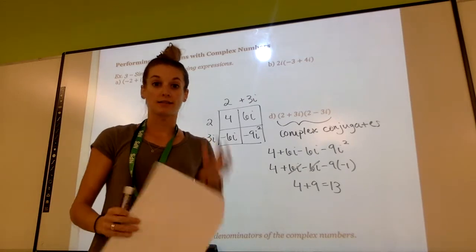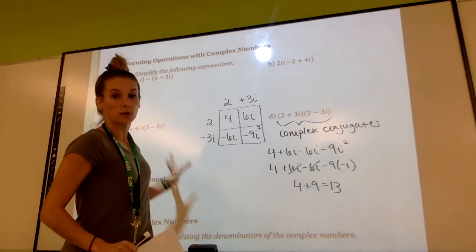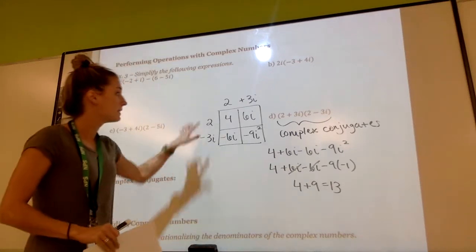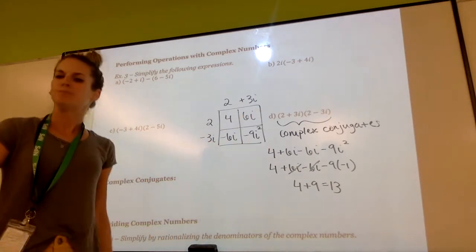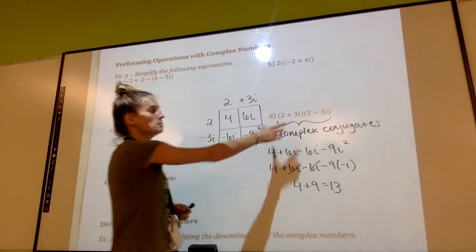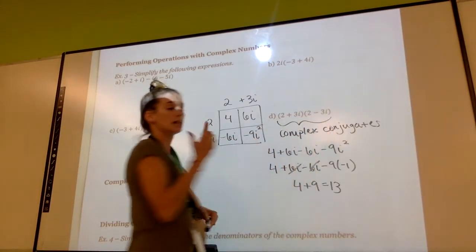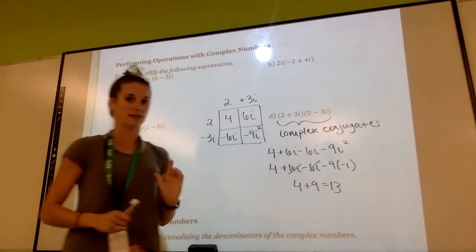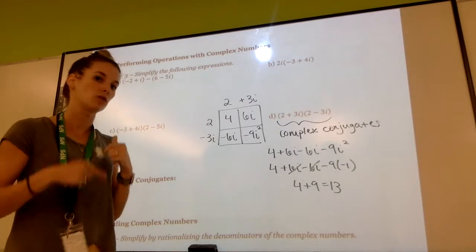So at the end of class on Friday, I had you guys working through example 3, which was performing operations with complex numbers. And this very last example, I'm not sure if I got to point it out in both C and G block, but when you multiply 2 plus 3i times 2 minus 3i, these are actually called complex conjugates. And I'll define that in a second, but I want to show you what's happening.